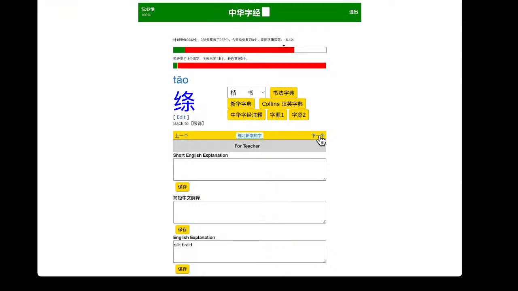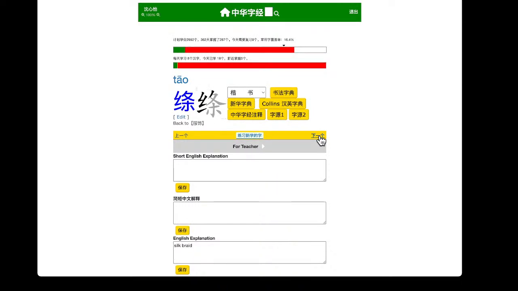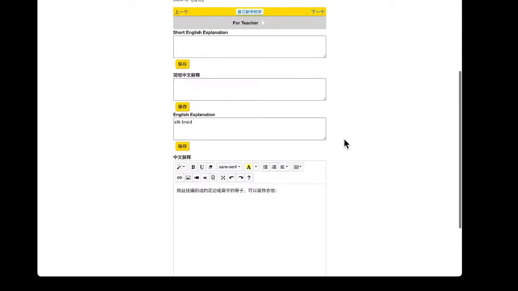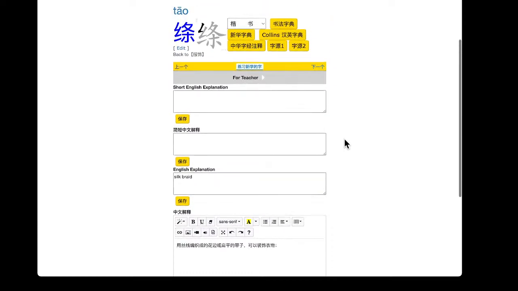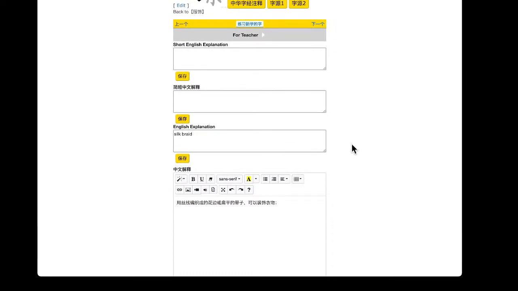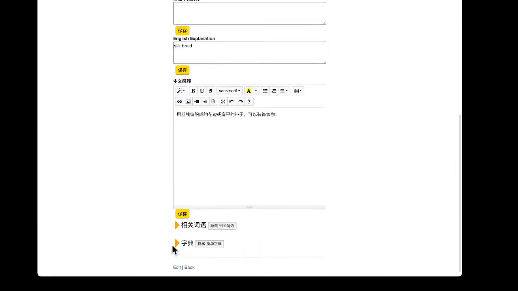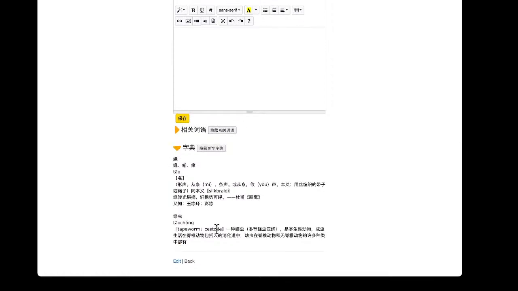Next one. 掏. 掏 means you use a silk string to braid, and the braid becomes a belt or a decorative hem to put on clothes. So this is what it means. Silk braid.